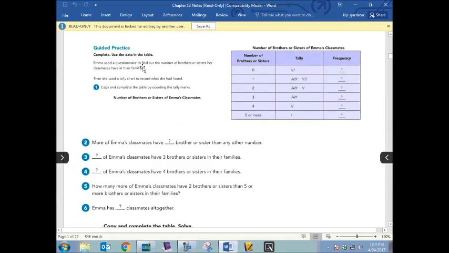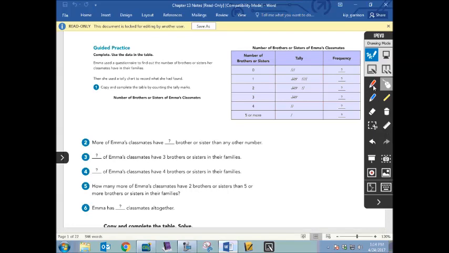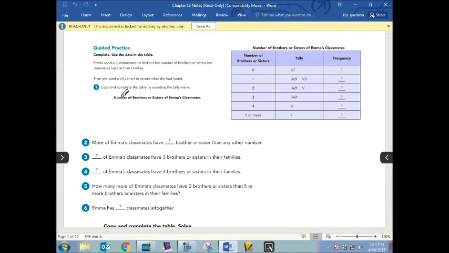So we'll go down here. You can see that this is one we're going to complete together. It might be kind of hard for you guys to see, but you have your copy, so that's all you need. Emma used a questionnaire, so maybe a Google Doc, something like that, to find out the number of brothers or sisters her classmates have in their family. So if you were a student in the class, you could have 0 brothers or sisters, 1 brother or sister, 2, 3, 4, and so on.